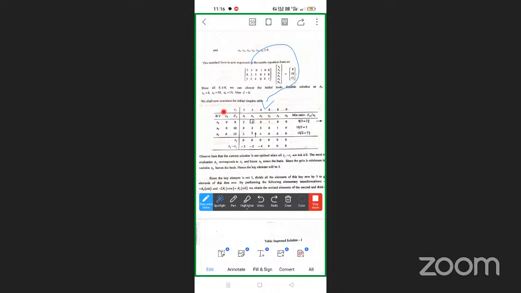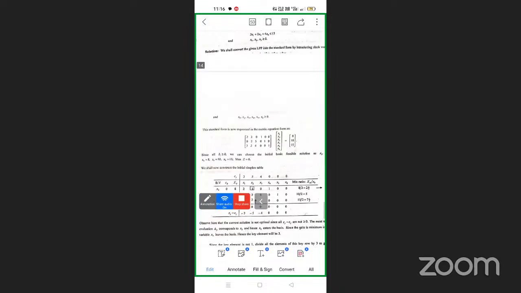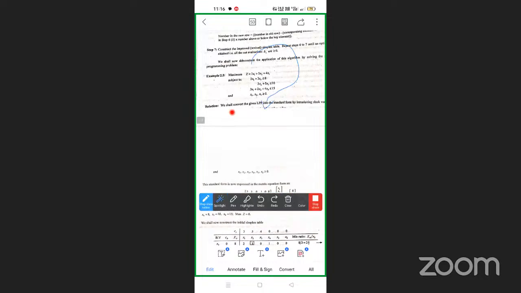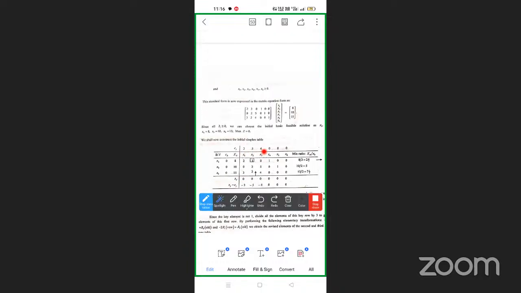At the top of the table is CJ, which is the coefficients of x1, x2, x3, x4 up to x6 in the objective function. Here the coefficients are 3, 5, 4, and the remaining are all zeros. Then the minimum ratio column, with the formula XB by X.